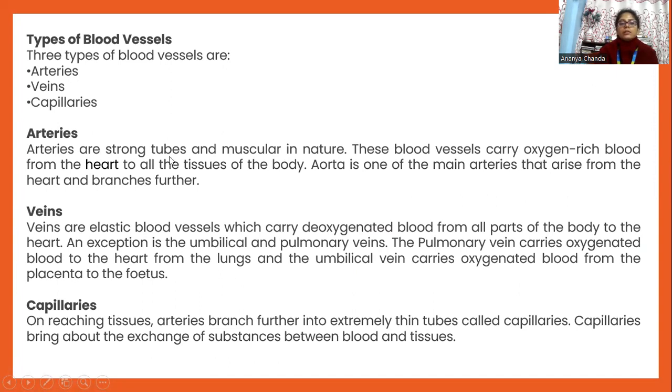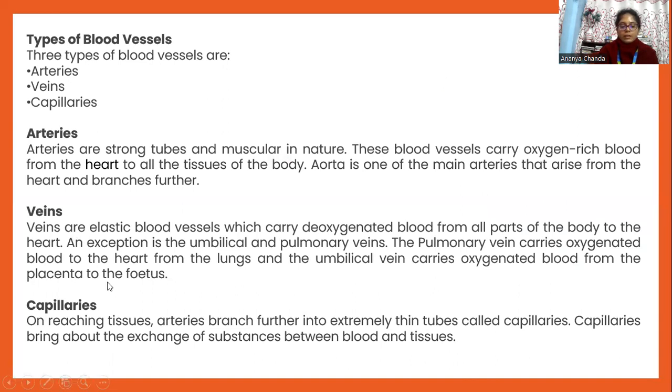Arteries are strong, muscular tubes. What do these blood vessels carry? Oxygen-rich blood, that is oxygenated blood, from the heart to all the tissues of the body. The aorta is the largest artery, which carries the oxygenated blood to the other parts of the body.